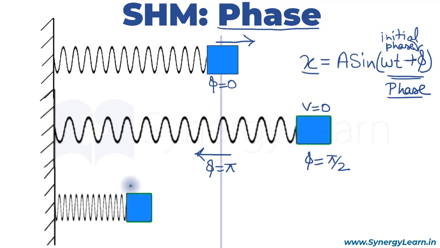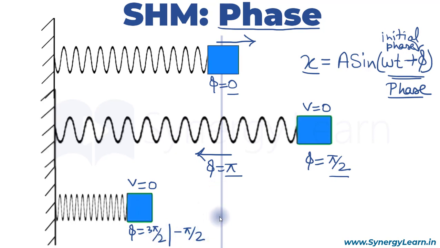And when the block is at left extreme, that is when it is at rest in compressed state, then the phase is 3 pi by 2, or mathematically we can call this as minus pi by 2. So here we can see that phase varies from 0 to pi by 2 to pi and 3 pi by 2 and again back to 0. That is, after interval of 2 pi the phase repeats itself because the angle appears with sine or cos, and sine and cos repeats their values after an interval of 2 pi.